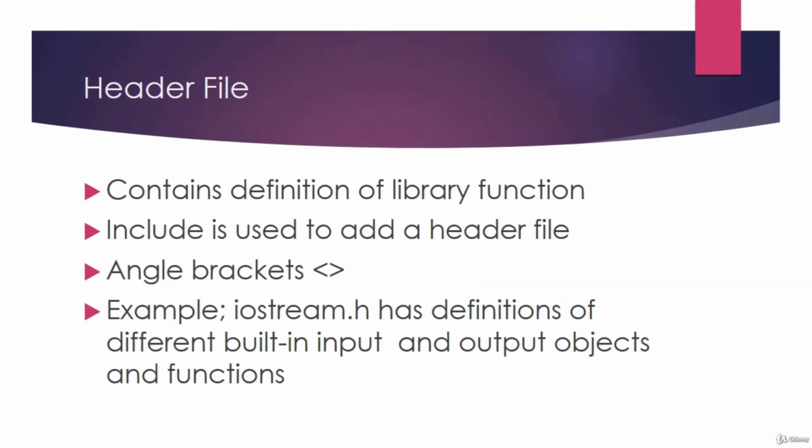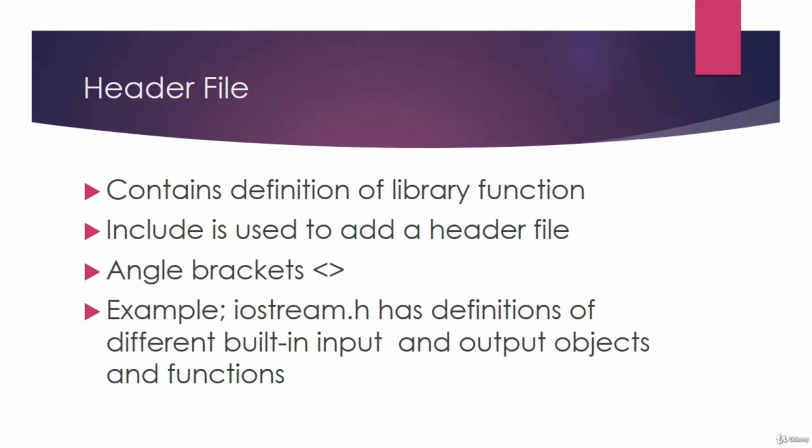So next comes the header file. A header file is a C source file that contains definitions of library functions and objects. Header files are added into the program at the time of compilation of the program. A header file is added if the function or object defined in it is to be used in the program. The preprocessor directive include is used to add a header file into the program.